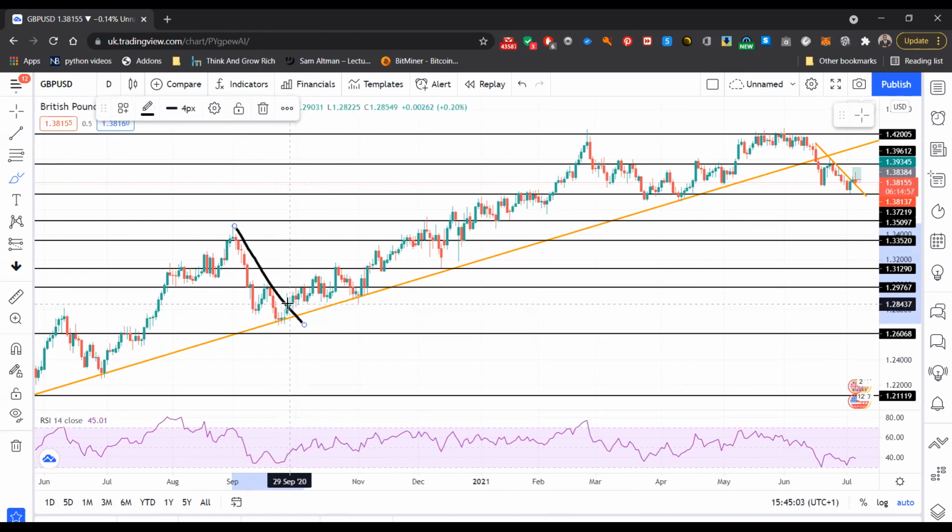Once you have that confirmation, you are buying the market here, right? You're targeting at least this high back here. Where will your stop loss be? Well, below here, right? Now, let me take off some of this drawing so you can see more.